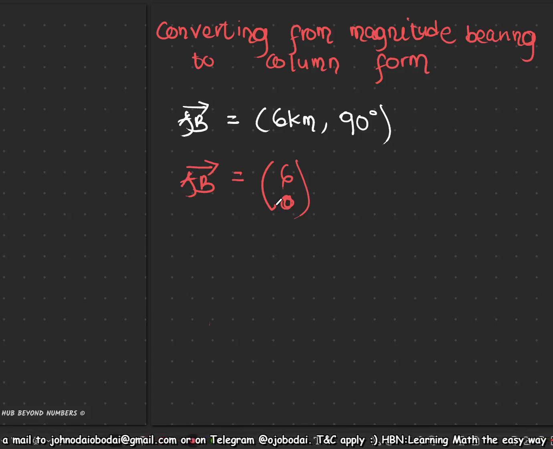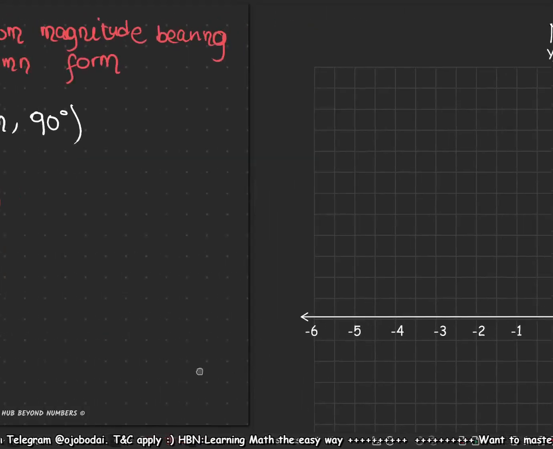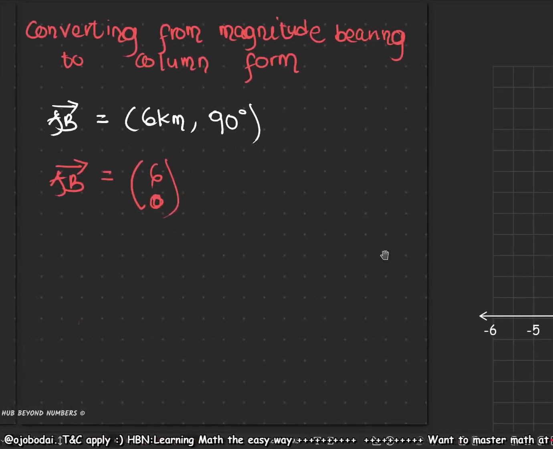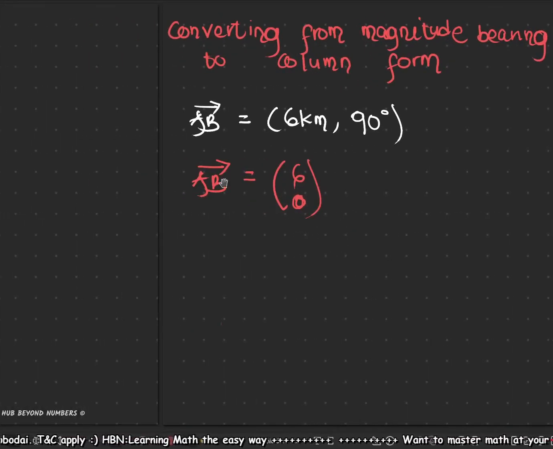Very simple. So if you want to convert a magnitude bearing form into column form, all you need to do is take your time and draw it with the appropriate scale. In this case, we use 1 centimeter to a kilometer. Then based on your scale, you look at the coordinates of your drawing and that becomes your column form. Let's do some more examples to enhance our understanding.